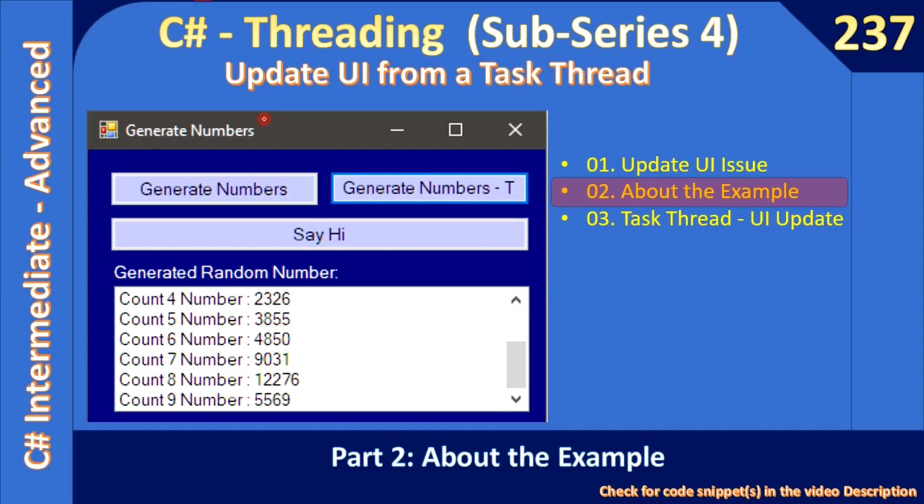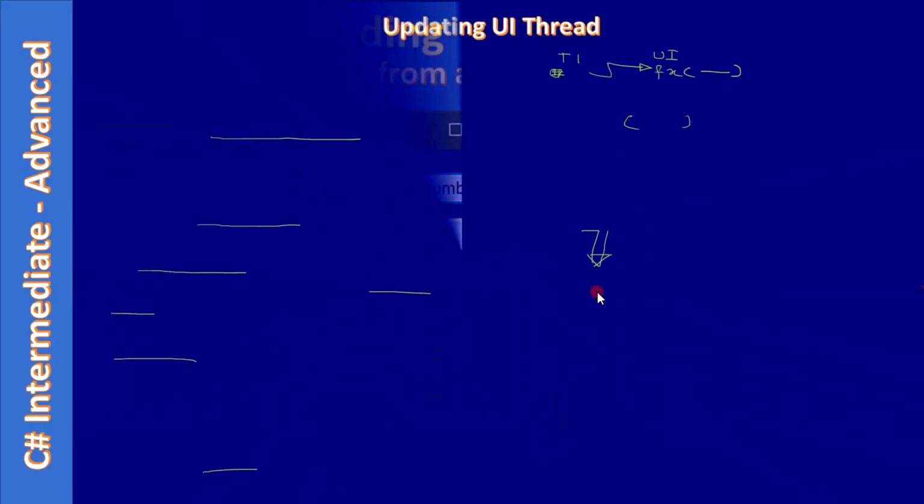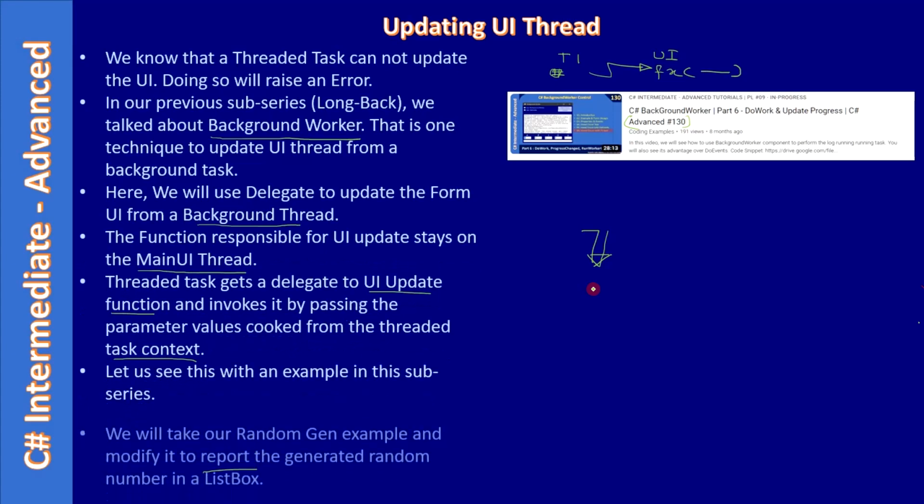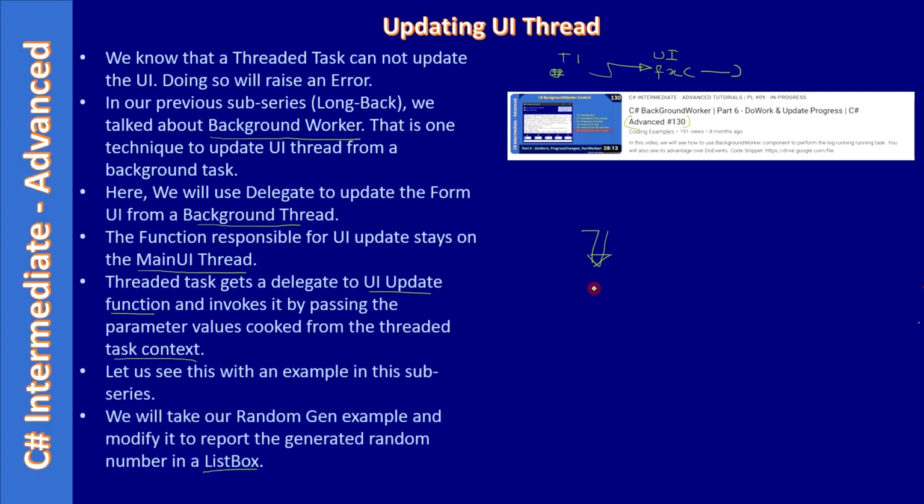Now you are watching part 2 of the subseries 4 on C# threading. In this subseries, we are talking about updating the UI from a task thread. In this video, we will talk about the example which we are going to implement in part number 3. So in the last video, we talked about updating the UI thread.